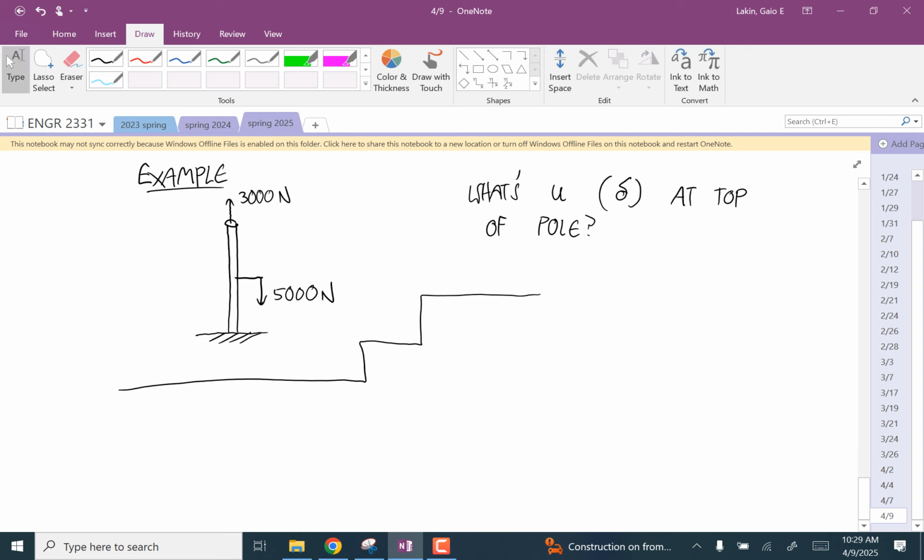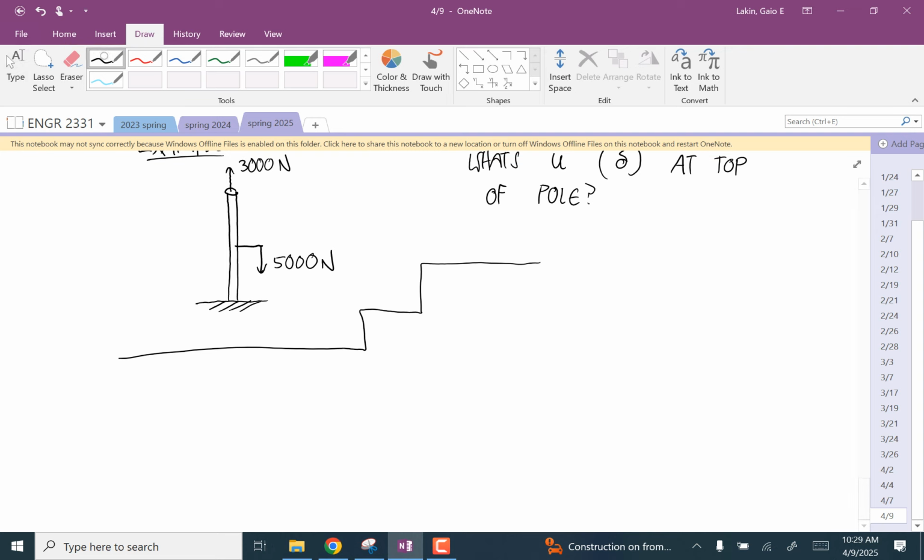Okay, so I'm gonna sort of turn this sideways and start out by calculating the external loads. I'll call this R. We have 5,000 this way, 3,000 this way. Everyone with me on this? So my free body diagram is like looking at it this way.